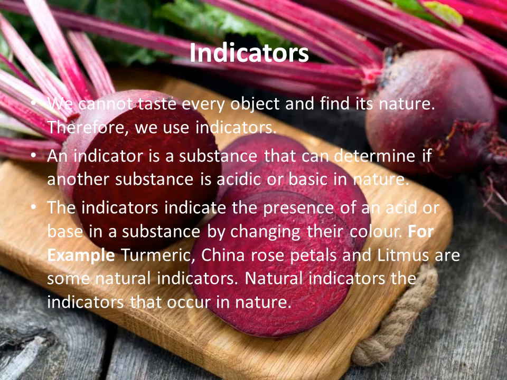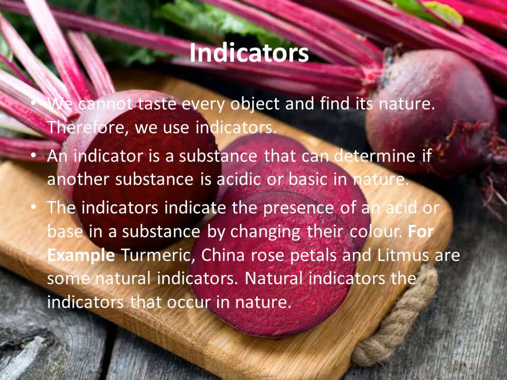The indicators indicate the presence of an acid or base in a substance by changing their color. This happens in the visual indicator. In your class 7th, only one type of indicator is given, but really there are two types of indicators. I will tell you only one type deeply. Indicators indicate the presence of an acid. How do they indicate? First they change their color, and second they change their smell.